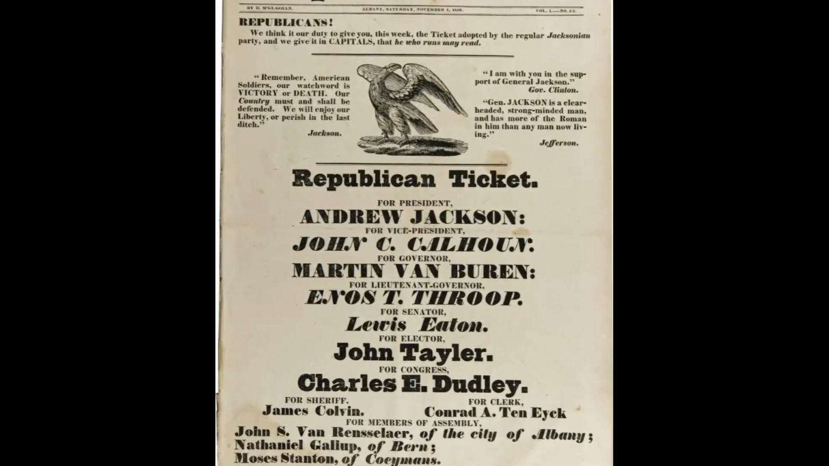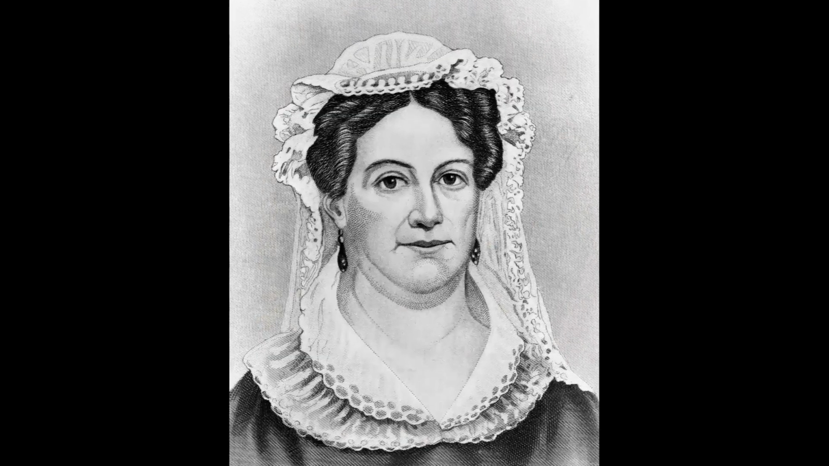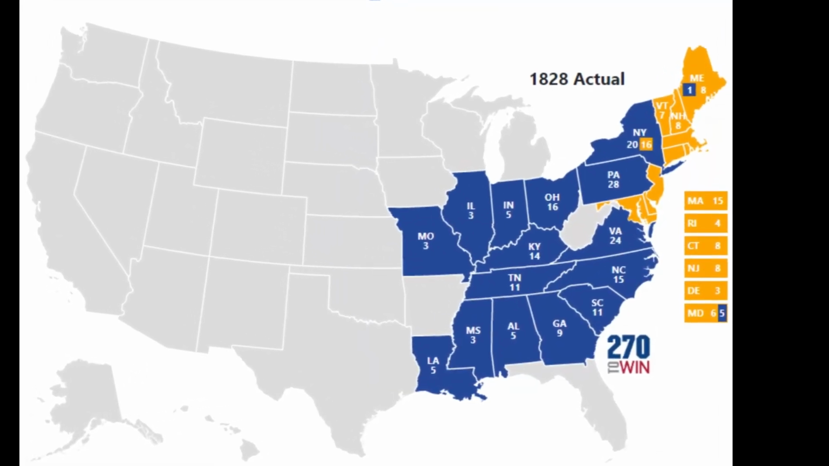This was the first American election where slander played such a large role. Jackson and his wife Rachel were vilified to such extremes that Rachel, an extremely shy and religious wife, died later that year. Nevertheless, Jackson was able to defeat John Quincy Adams 178-83.